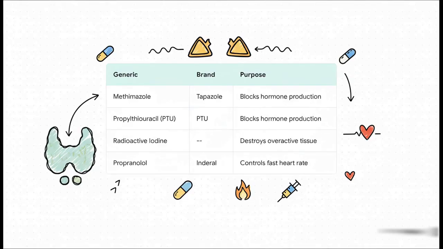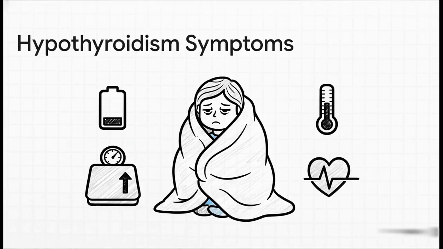Okay, so how do we cool down that overheating engine? We've got a few tools in our toolbox. The main strategy is to block the thyroid from making so much hormone. For that, we use drugs like methimazole. The brand name is Tapazole. In more serious cases, doctors might use radioactive iodine to destroy the overactive thyroid tissue. And for those symptoms, like the crazy fast heart rate, we can use a beta blocker like propranolol to help calm things down.